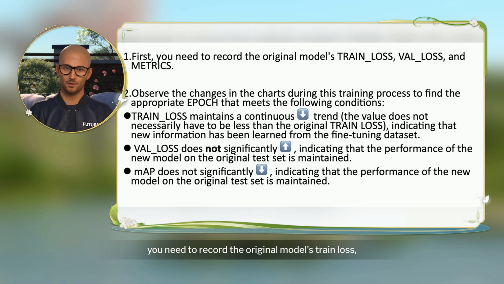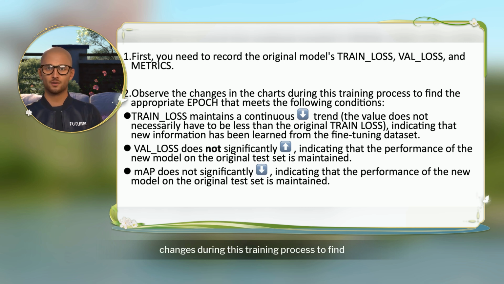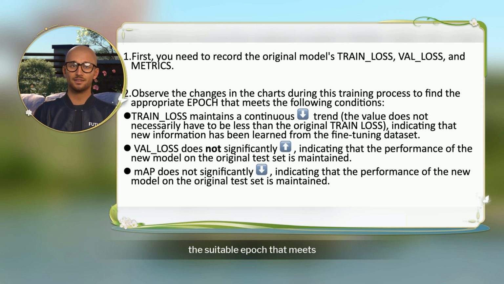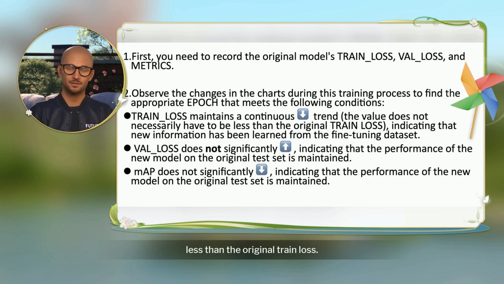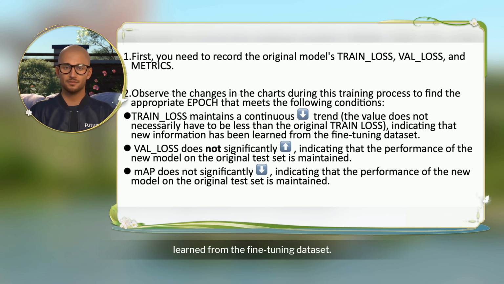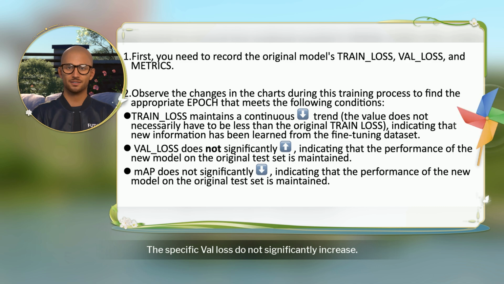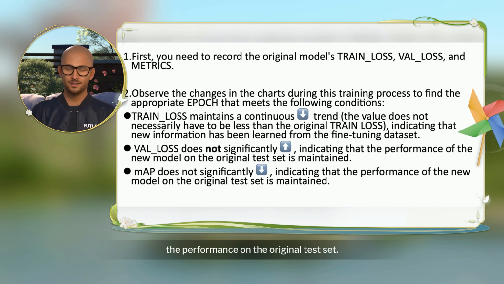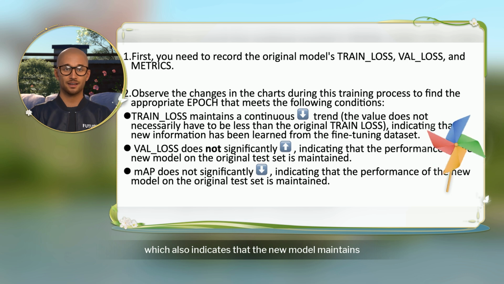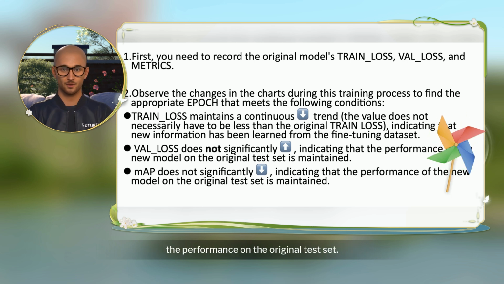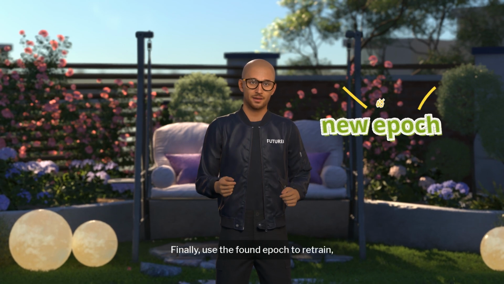First, you need to record the original model's train loss, val loss, and metrics. Observe the chart changes during this training process to find the suitable epoch that meets the following conditions. The train loss should continue to decrease, and the value does not necessarily have to be less than the original train loss. This indicates that new information has been learned from the fine-tuning dataset. The val loss does not significantly increase. It indicates that the new model maintains the performance on the original test set. The mAP does not significantly decrease, which also indicates that the new model maintains the performance on the original test set. Finally, use the found epoch to retrain.